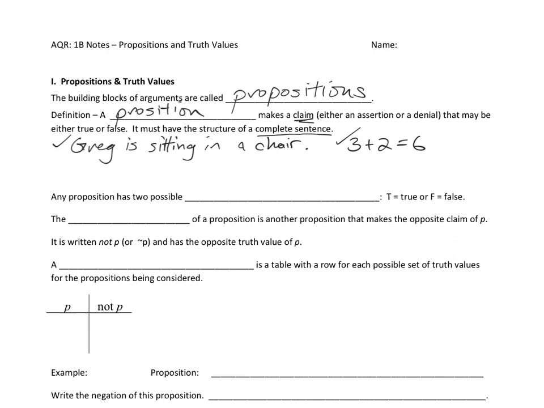Next, an example of something that is not a proposition would be any type of question. Are you going to eat that? I love this question. This is a question, though, and therefore it cannot be a proposition. It has to be a sentence. So now that you have an idea as to what propositions are, propositions have two possible truth values. It's either got to be true or false. There's no in between.